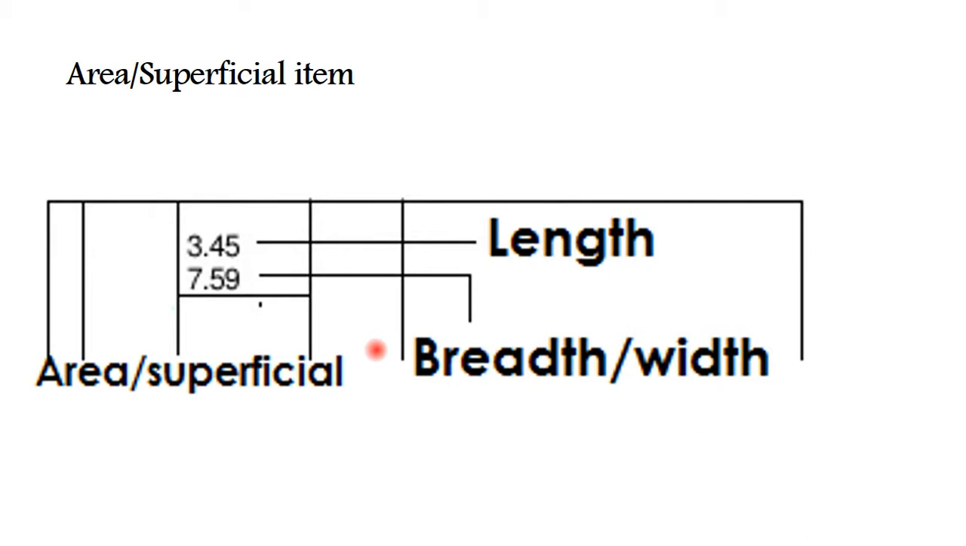But where you have 2 dimensions and then with a line, that is a superficial item, or you are finding the area of an item. So you start with the length and then you have the breadth or the width for superficial items, not the other way around, to say maybe breadth and then followed by the length.